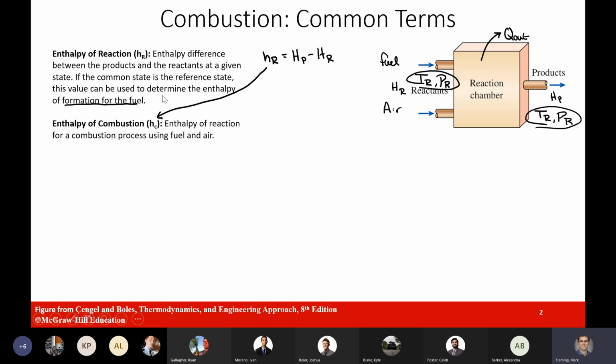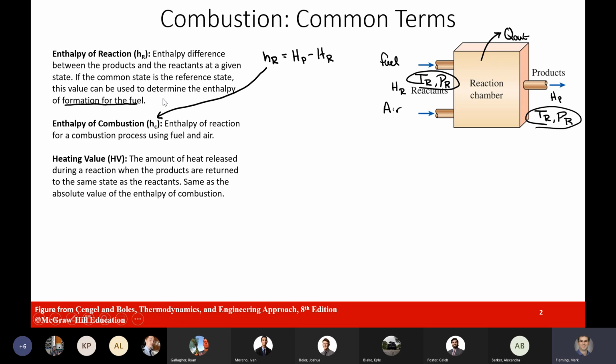Now, the next ones are going to be related to how we can interpret this. So we have what we refer to as now the heating value, or it's going to be the amount of energy that's going to be released during the reaction, particularly a combustion reaction. And we do this when the products are going to be returned to the same state as the reactant. So basically we said, okay, if it's going to get returned to the same state, the heating value that we have is just going to equal, and we'll have to make sure to put the absolute value of the enthalpy of combustion.